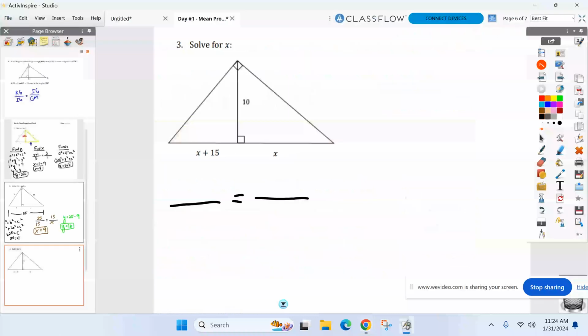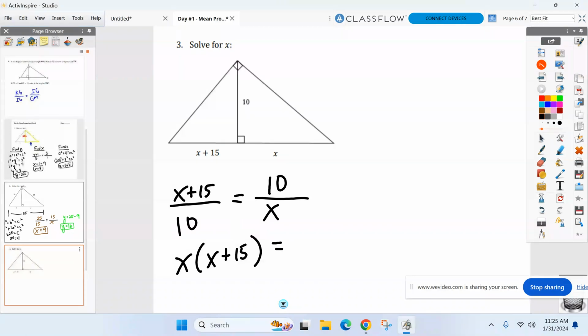X plus 15 over 10. Altitude. Yeah. And what else here? 10 over X. Altitude over segment. Good. So easy to set up. You ready to solve now? X times X plus 15, going to have to distribute, equals 10 times 10, 100.